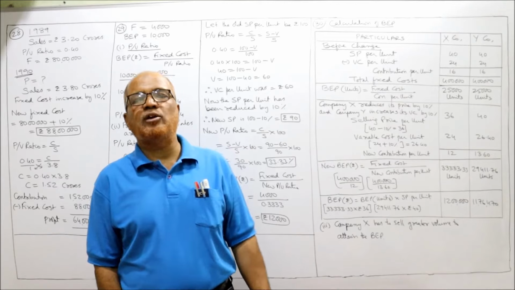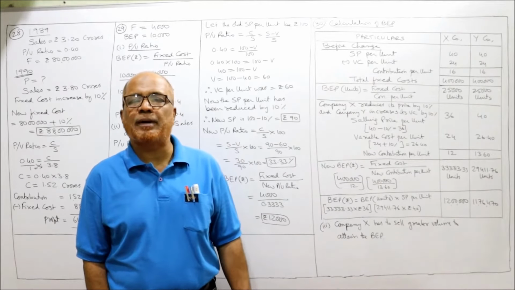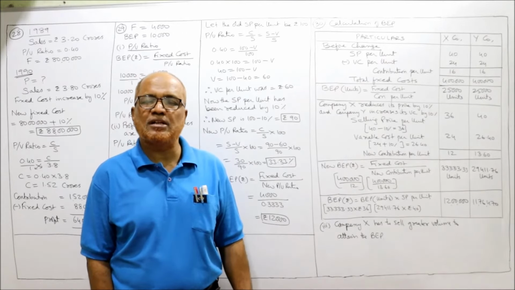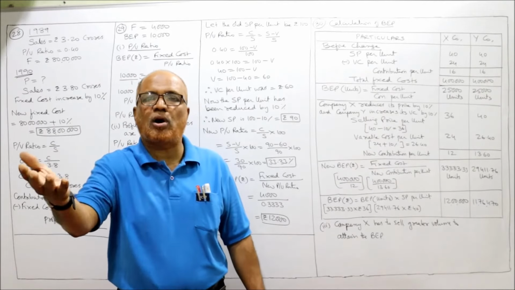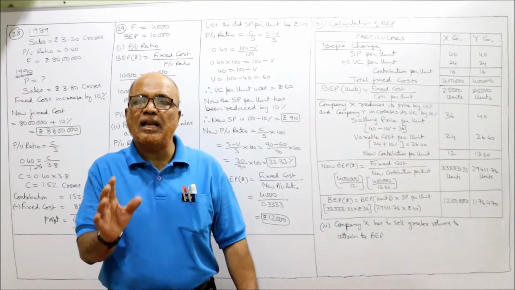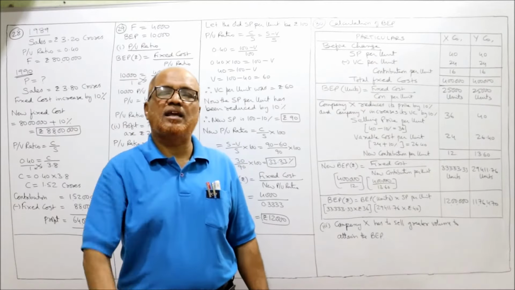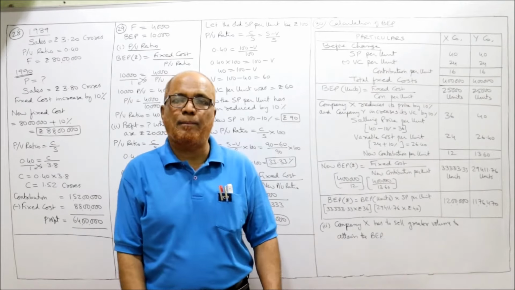पहले 40 rupees पर यूनिट बेचते थे कंपनी X. अब कंपनी X अपना सेलिंग प्राइस को 10% कम कर दी. तो 40 रुपीस में से 10% कम कर दो 36 रुपीस. और कंपनी Y increases the variable cost by 10%. Earlier variable cost was 24 rupees. Now it has increased by 10%. 24 rupees में 10% increase कर दिया कंपनी Y.